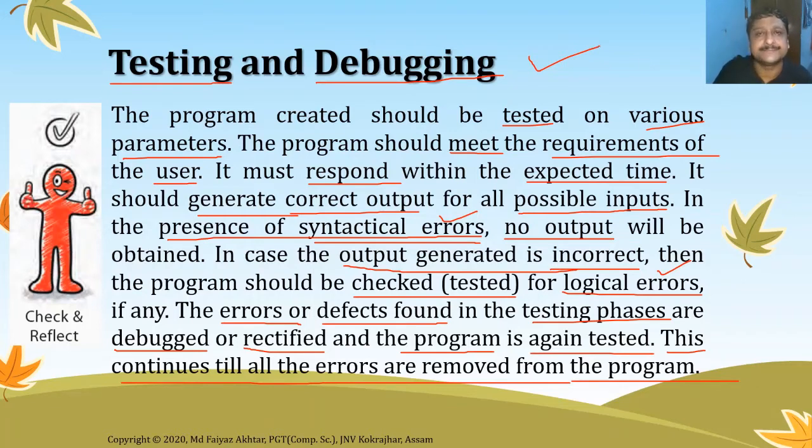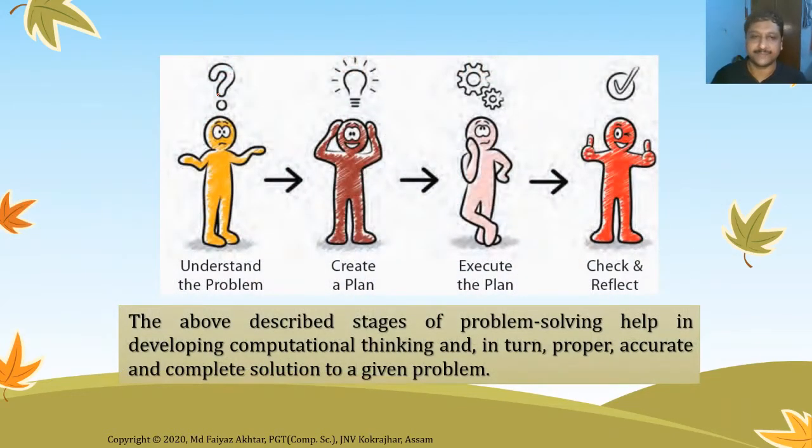During debugging, we have to make the program error free and then retest the program. This cycle goes on: after testing, debugging is needed if any error is found, and if the error is rectified, then again testing. This should go on until all the errors are removed. This is the process.